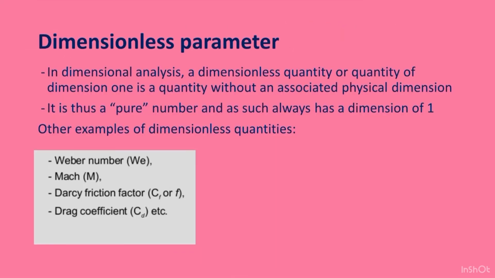So last but not least is dimensionless parameters. In dimensional analysis, a dimensionless quantity, or quantity of dimension one, is a quantity without an associated physical dimension. It is thus a pure number and as such always has a dimension of 1. Other examples of dimensionless quantities are the Weber number, Mach number, Darcy friction factor and drag coefficient.